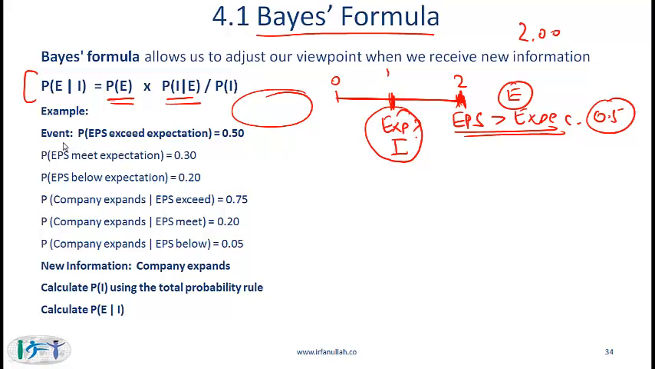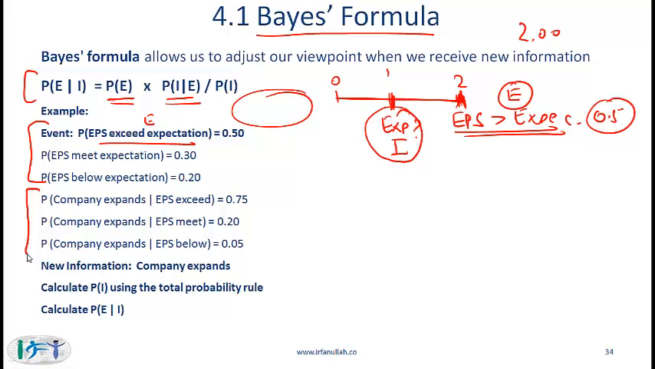So as we said, the original probability of the event being earnings per share exceeding expectation equals 0.5. While we are at it, let us also see the probabilities of the other possible events. The probability that earnings per share meet expectation is 0.3, and probability that earnings per share are below expectation is 0.2. These are prior probabilities prior to receiving any new information. Also notice that these three probabilities are mutually exclusive and exhaustive.